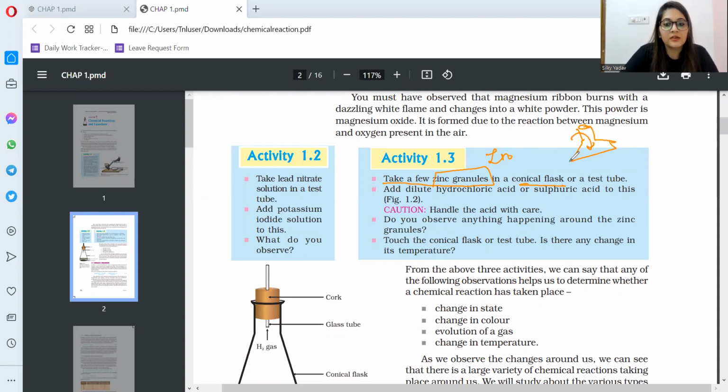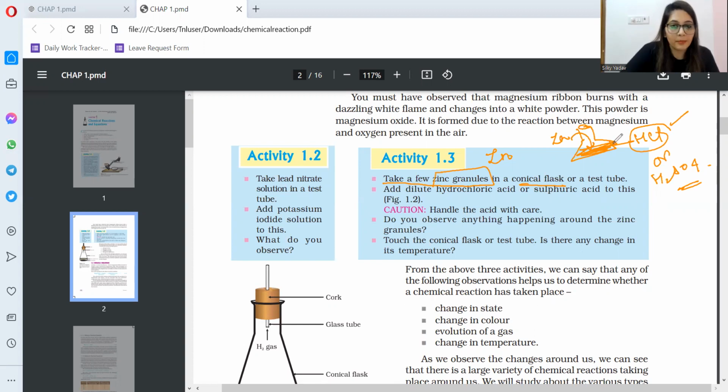And to this you're putting zinc granules in a test tube, and you're adding some HCl with the help of another beaker. You can put HCl, and to that we're now adding the zinc granules. Okay, it's not compulsory that you have to use HCl only. You can also use H2SO4. Okay, so we are using this.